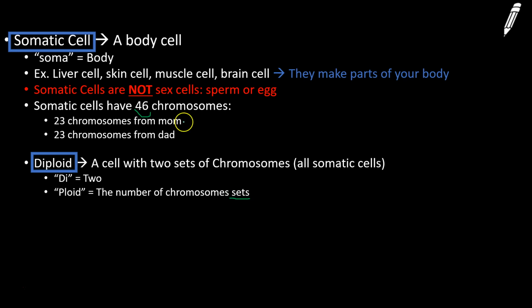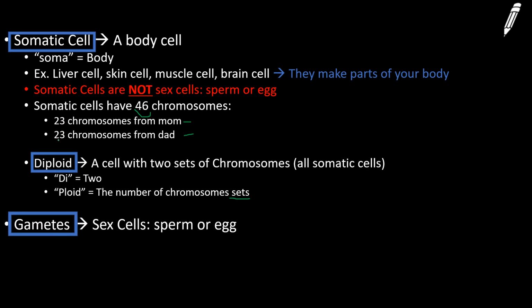If you look right here, there's one set from mom, one set from dad. That makes two sets, which is diploid. All of your somatic cells are diploid. So every cell of your body has two sets of chromosomes, two sets of these 23.